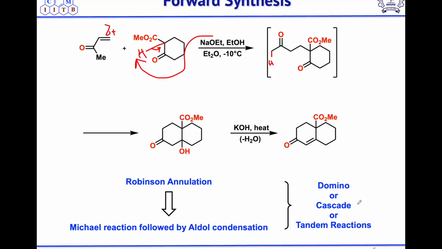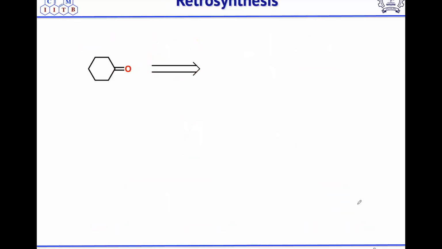Now we'll see the next problem for retrosynthesis. This is a simple molecule. This is cyclohexanone, a six-membered cyclic ketone. So how can you plan the synthesis for this molecule, how can you think?